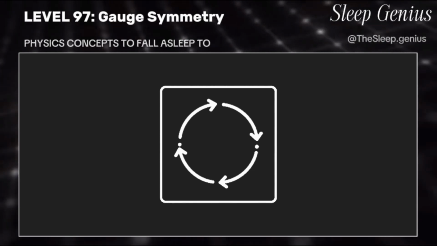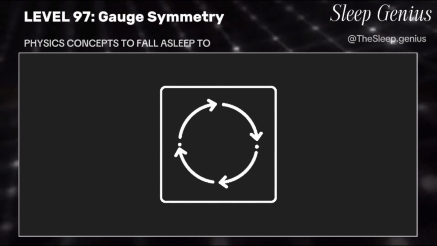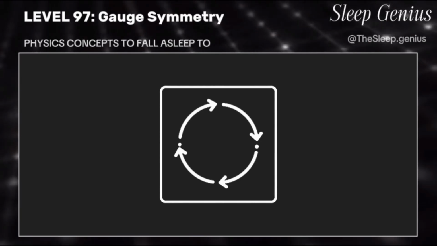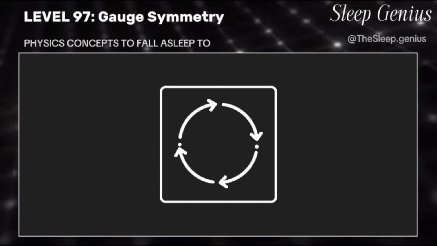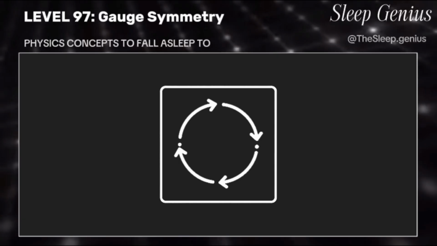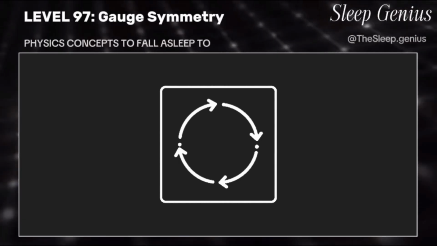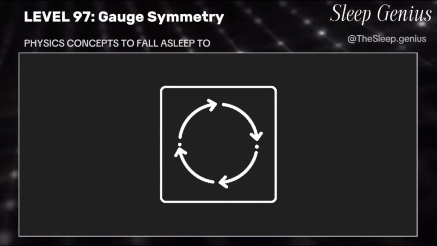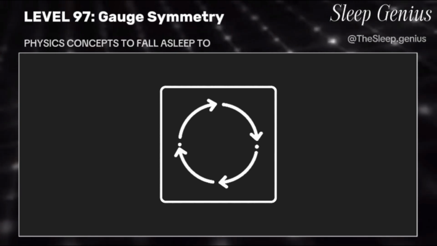Gauge symmetry is a principle in physics that describes how certain properties of a system remain unchanged even when we make specific transformations. It helps us understand forces, like electromagnetism, weak and strong nuclear forces. Unlike ordinary symmetries we see in daily life, gauge symmetry works in a more abstract, mathematical way and shapes the rules of particle interactions. Gauge symmetry can be seen from different angles.